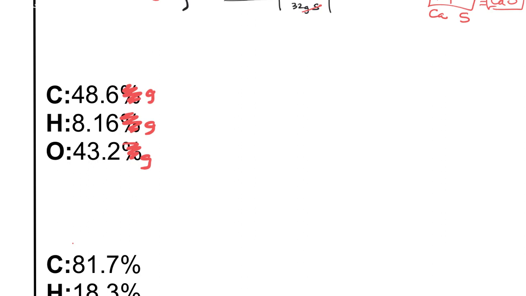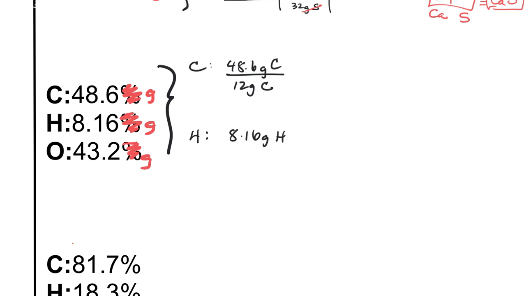So I'll do the first one at the very top. Let's go ahead and do carbon first. So carbon here is 48.6 grams of carbon, and we're going to divide that by the molar mass. I'm going to do this in one step, so divide this by 12 grams of carbon. And then I'm going to do the same thing for the hydrogen: 8.16 grams of hydrogen divided by the molar mass. That's 1 gram of hydrogen.